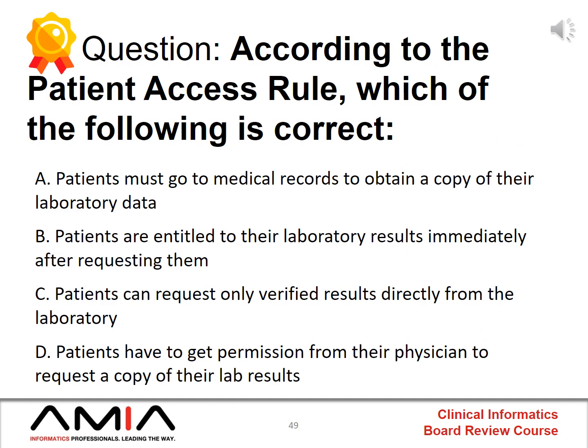Okay, so as a break during the session, let's consider the following question. According to the patient access rule, which of the following is correct? A, patients must go to medical records to obtain a copy of their laboratory data. B, patients are entitled to their laboratory results immediately after requesting them. C, patients can request only verified results directly from the laboratory. And D, patients have to get permission from their physician to request a copy of their lab results.